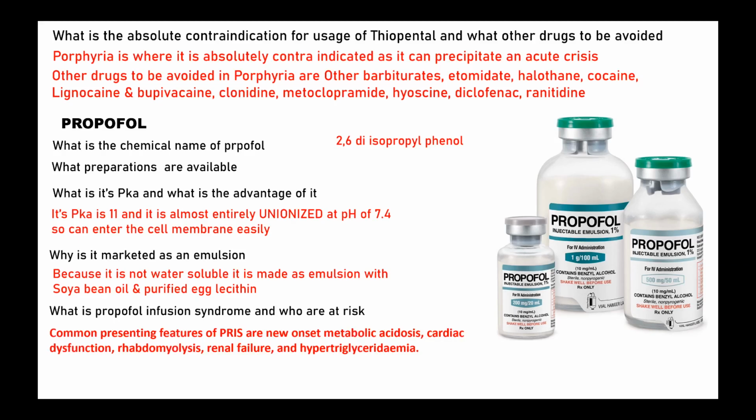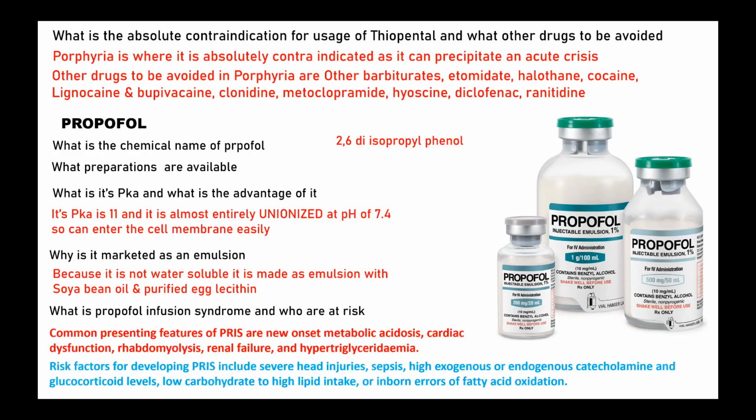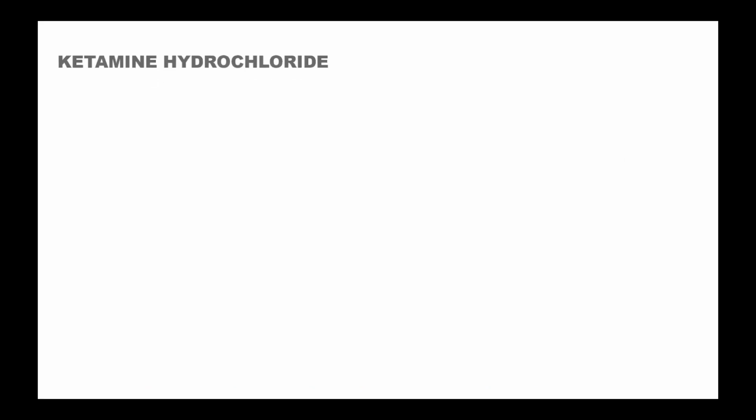Common presenting features are new onset metabolic acidosis, cardiac dysfunction, rhabdomyolysis, renal failure, and hypertriglyceridemia. Risk factors for developing it include severe head injuries, sepsis, high exogenous or endogenous catecholamine usage, glucocorticoids, high carbohydrate and high lipid intake, and inborn errors of fatty acid oxidation. Of course, it is common in children.